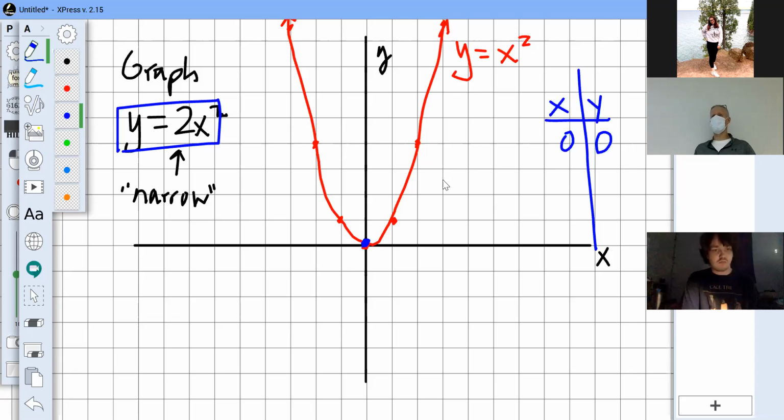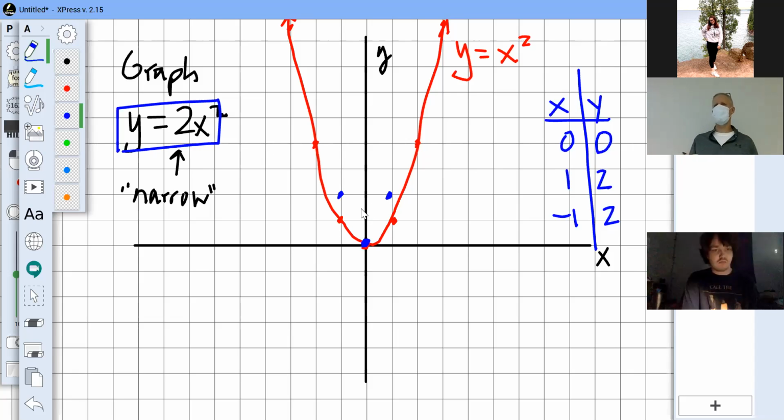Because they want to see that you understand how to make that table and where that graph is. We're going to use 1, but this time when I use 1, I get 2 instead of 1, 1, because I have to square 1 and multiply by 2. Then I get negative 1, square negative 1, you get 1 multiplied by 2. So what you're seeing is what I call reflection points.